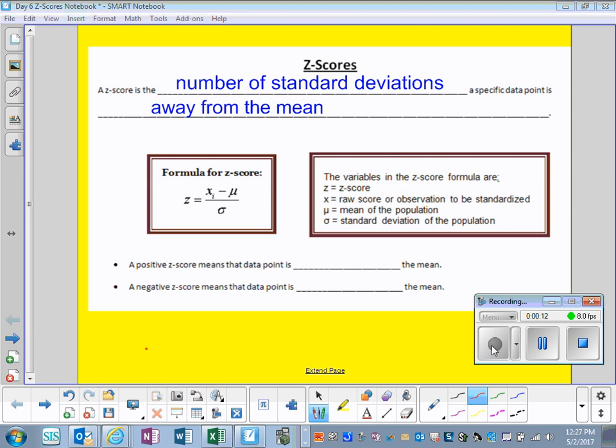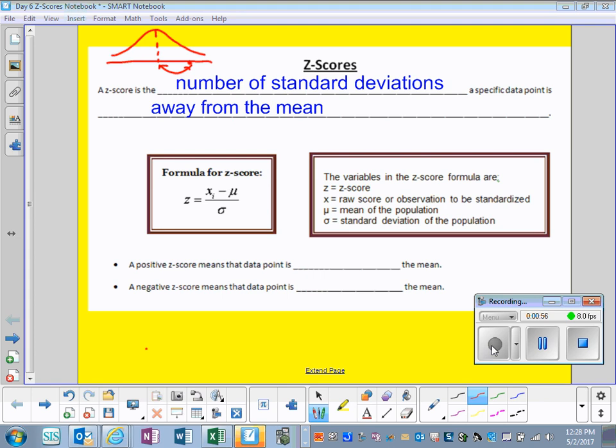So z-score is the number of standard deviations a specific data point is away from the mean. Think histogram or the bell curve. We have the mean, and we have a specific data point, and we want to know how far the data point is away from the mean. So we calculate this distance divided by the standard deviation: how many standard deviations is this point away from the mean? The formula is just take your observation x, subtract the mean mu, and then divide by the standard deviation. That's your z-score.